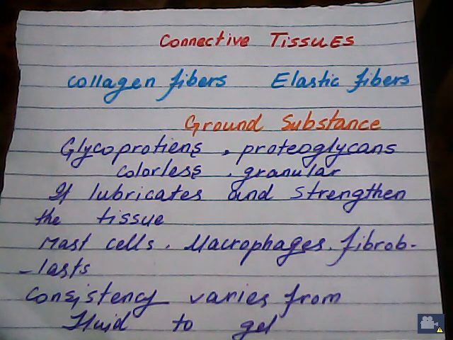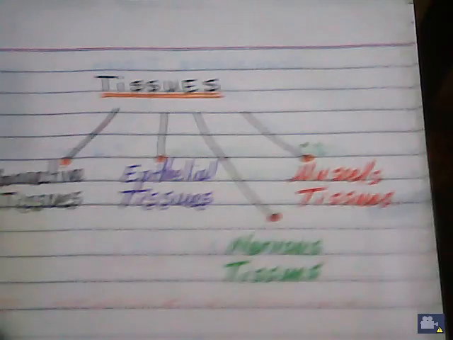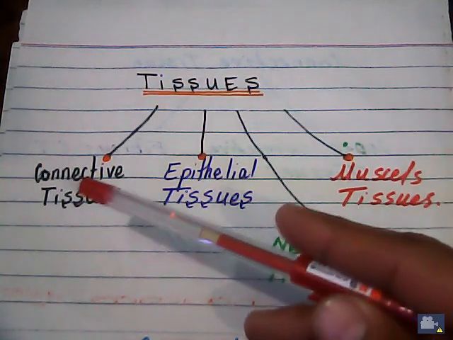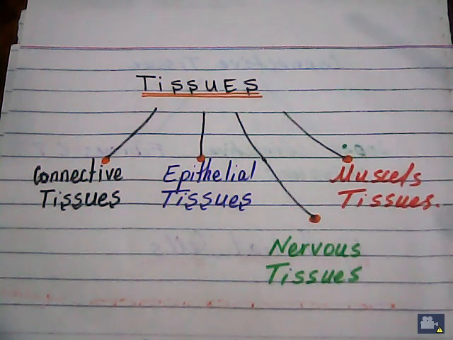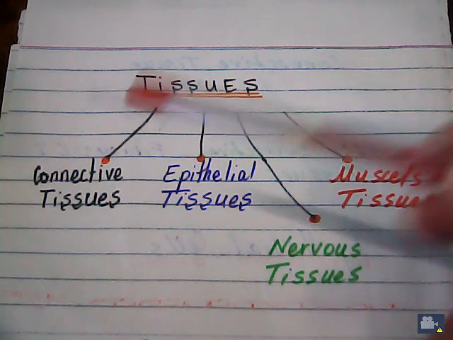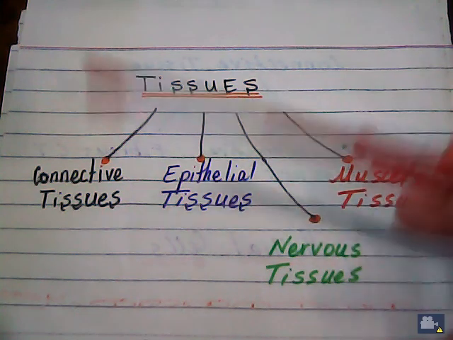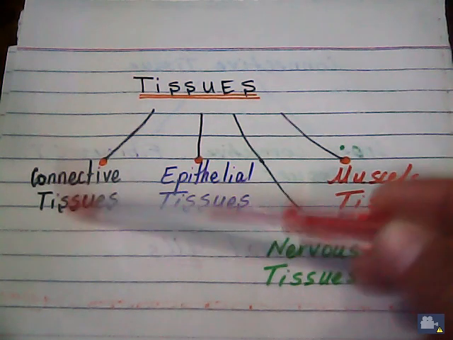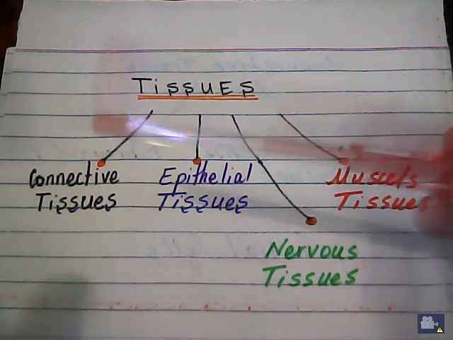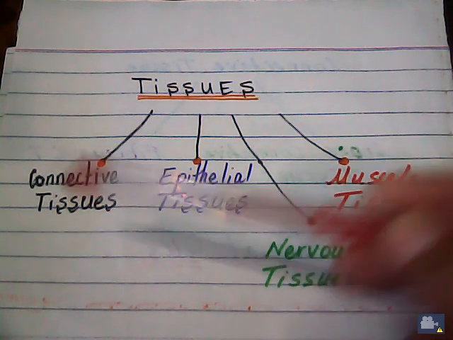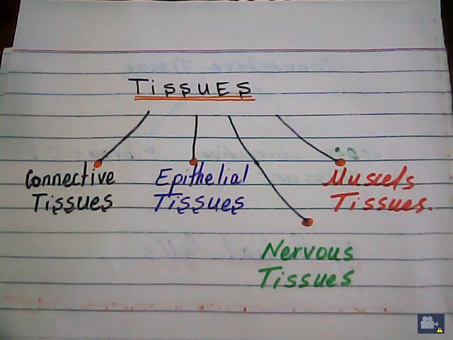Now let's talk about the next type of tissues, which is called epithelial tissues. So connective tissues include the cartilage found in our nose and ear. Connective tissues are like fibers. There are two types of fibers, elastic fibers and collagen fibers, and there is a ground substance. Compact types of connective tissues make the bone. They are very important in making ligaments and tendons.